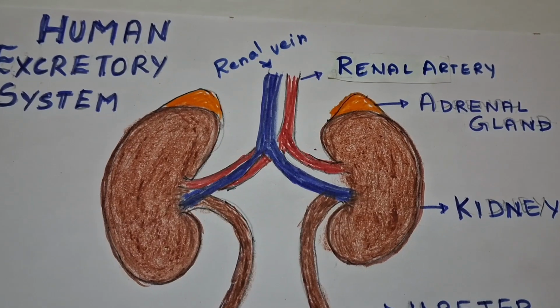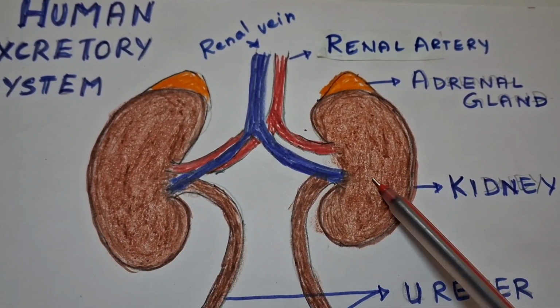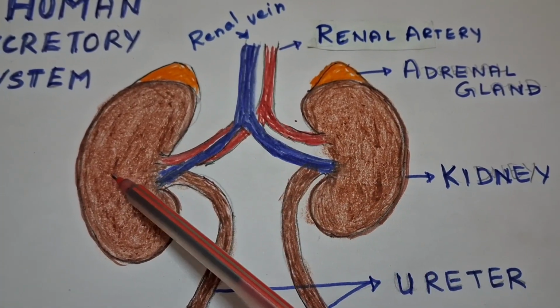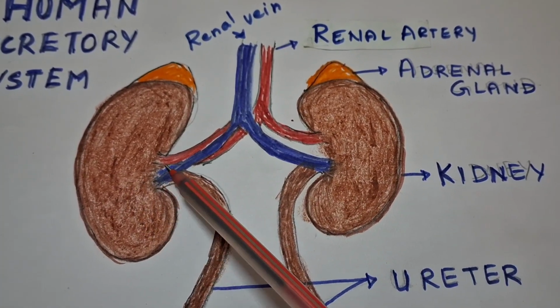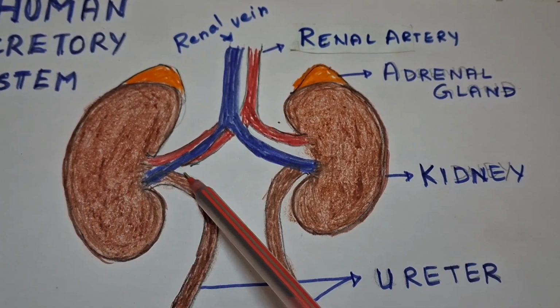So what are the parts of the excretory system? It consists of a pair of kidneys, which are brownish in color. Once the blood enters the kidney, it gets filtered and all the waste products are removed in the form of urine.